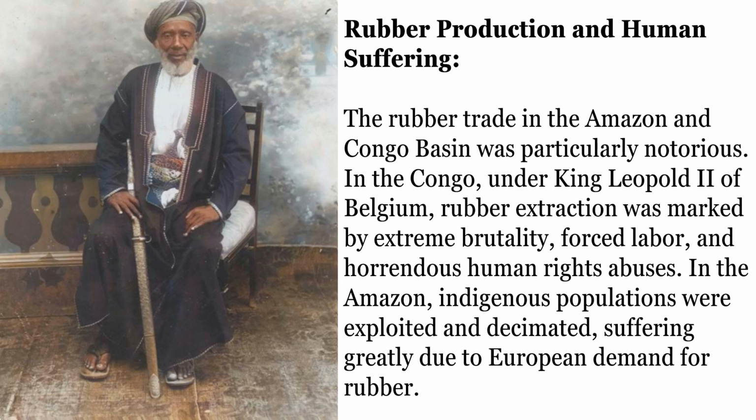Here we have Tipu Tip. He was the second most successful slave trader in history after Mansa Musa. He both sold King Leopold his slaves, and he also sold King Leopold his Force Publique, which did the terrible things like cut off hands and kill people.